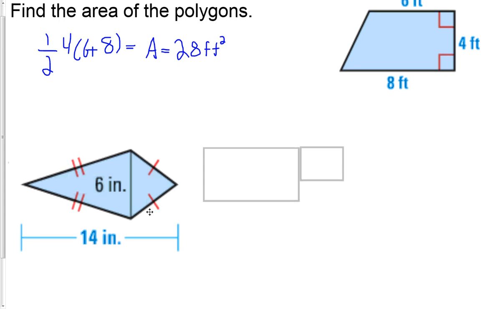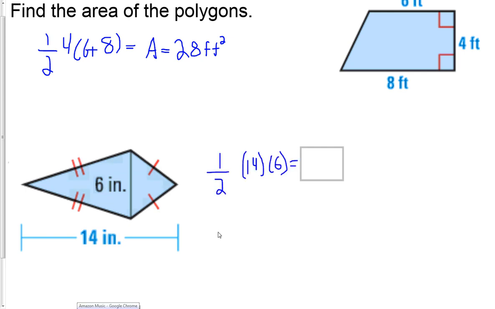Down here, we've got a kite, and notice they gave us the full diagonal this time. So we've got half 6 times 14, or 14 times 6 over 2, giving us 7 times 6, which is 42 inches squared.